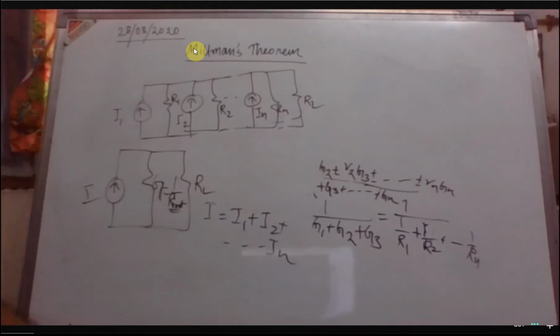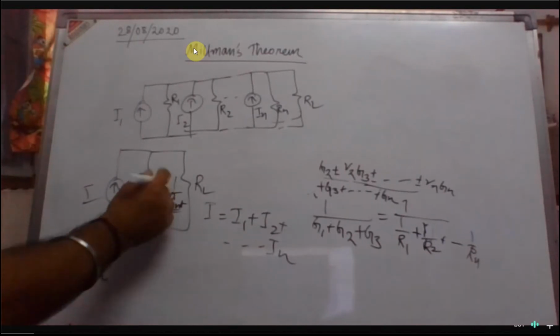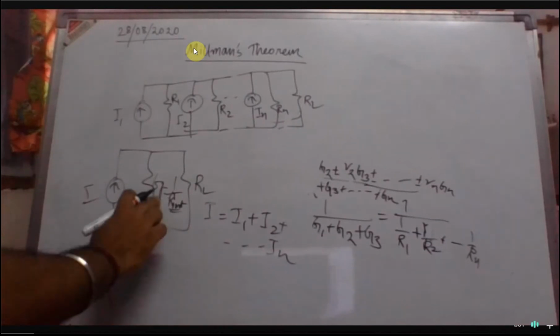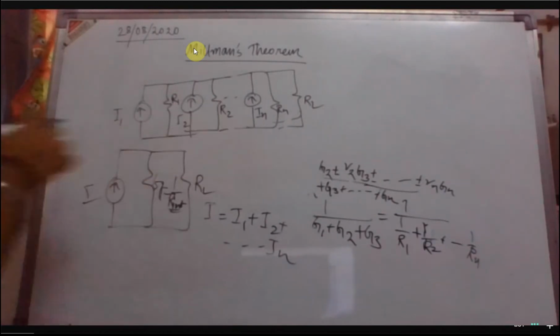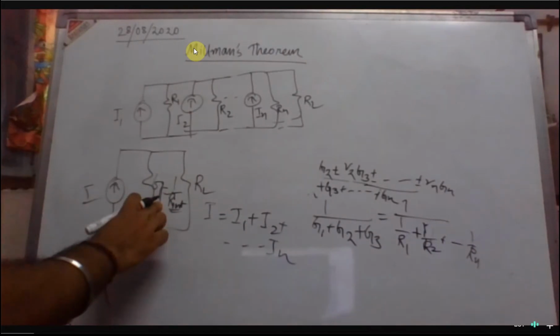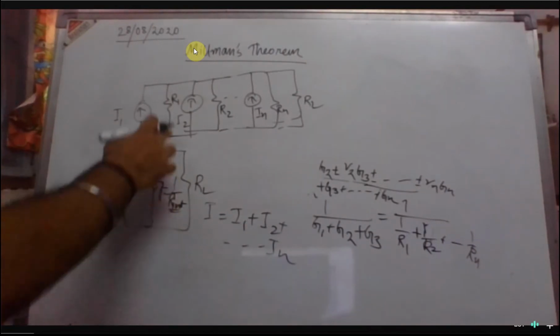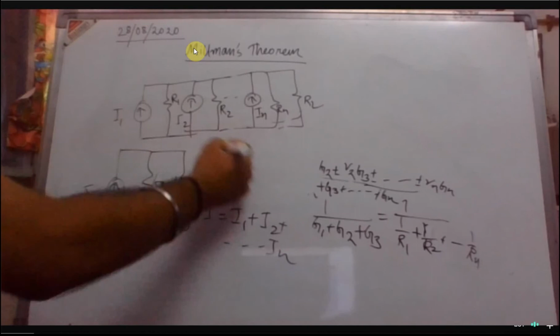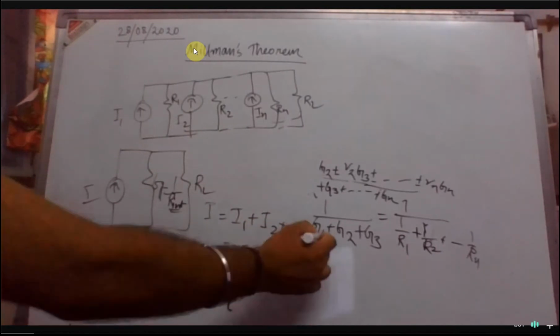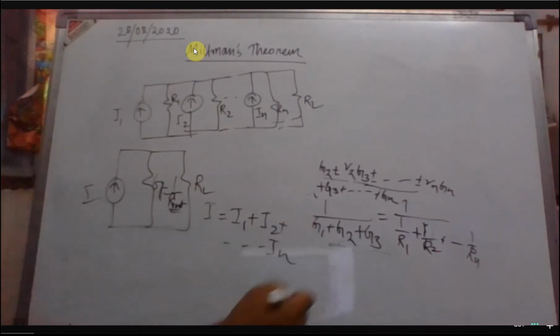Sir, why in this case did we name it 1 by R internal? I have written here G, 1 by R internal. Here all these are written as R, and I have written this as G. So G means 1 by R internal. That means the equivalent of this. How have we found the equivalent? We can directly apply this formula.